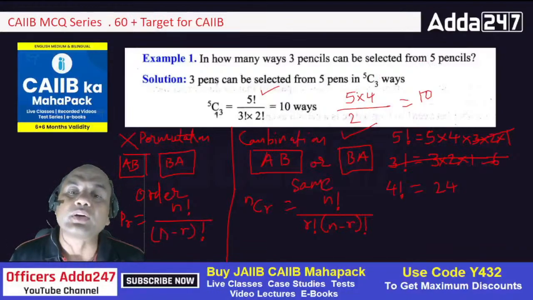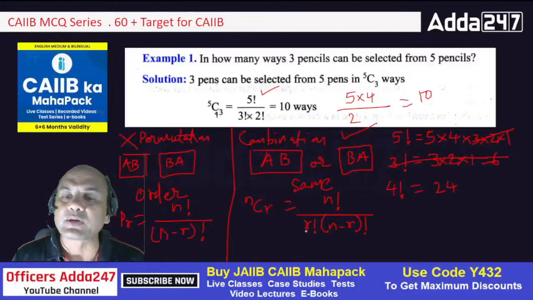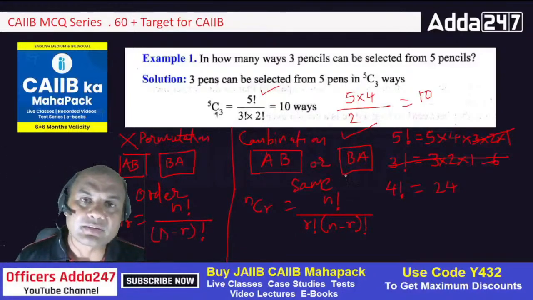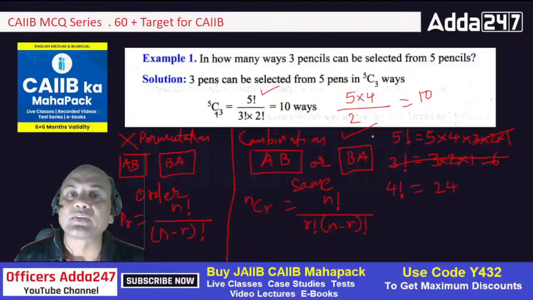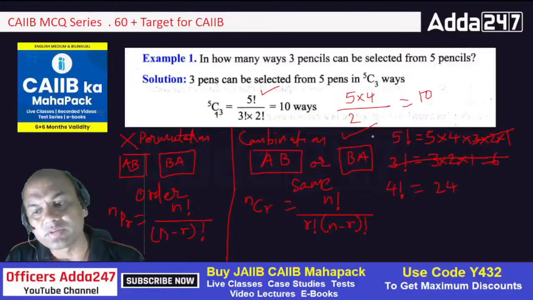Okay. So it is always nCr. Never forget this nCr formula: n factorial upon r factorial into n minus r factorial. Okay. Clear, everyone? Type yes in the comment section if you have understood it. Type yes, everyone. Okay. Move on.